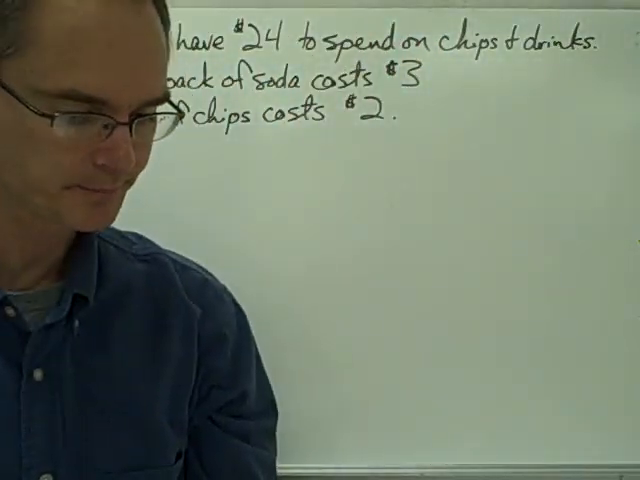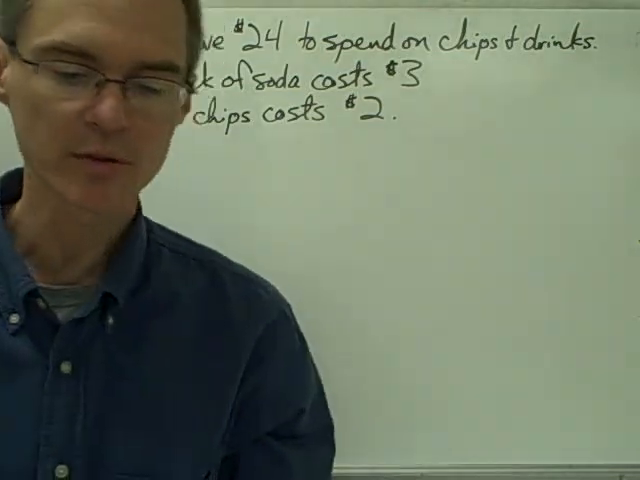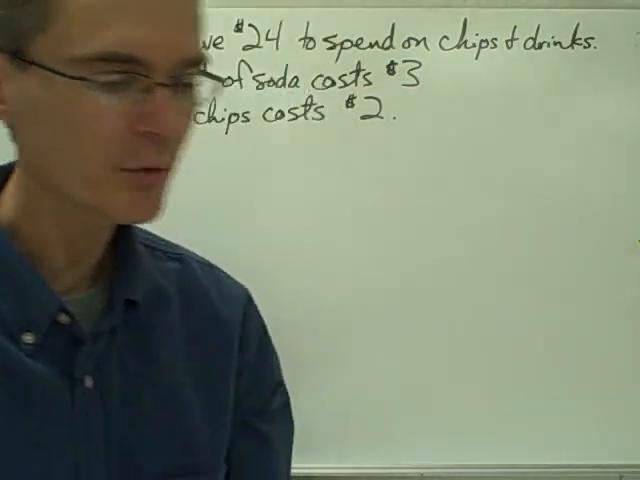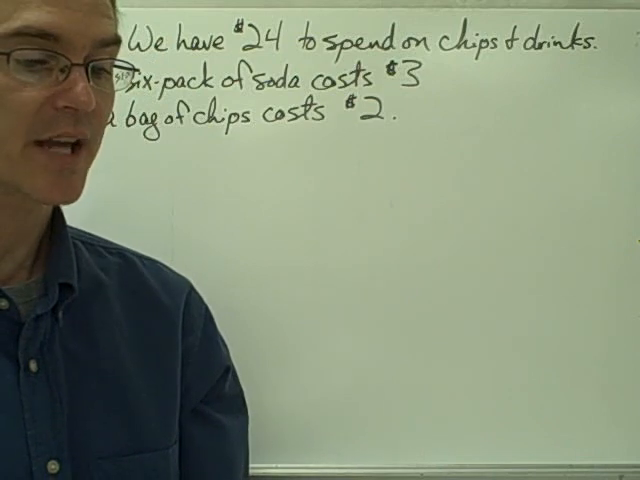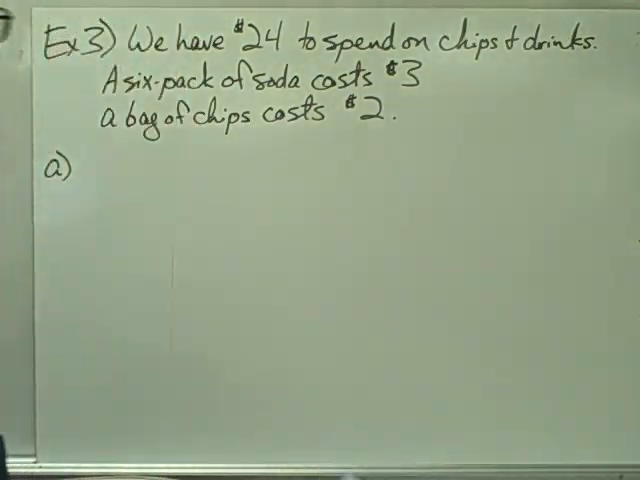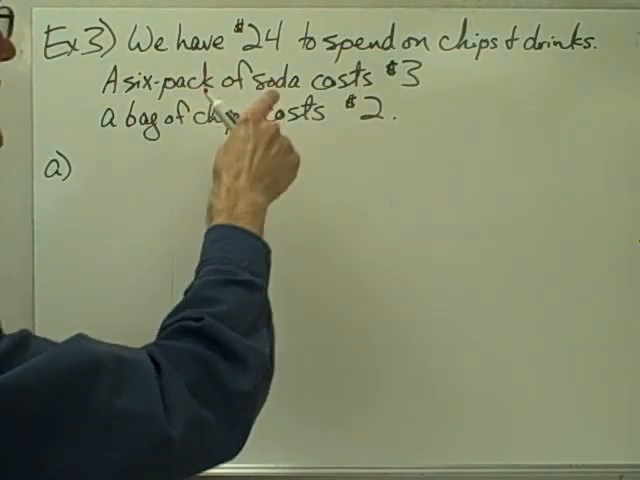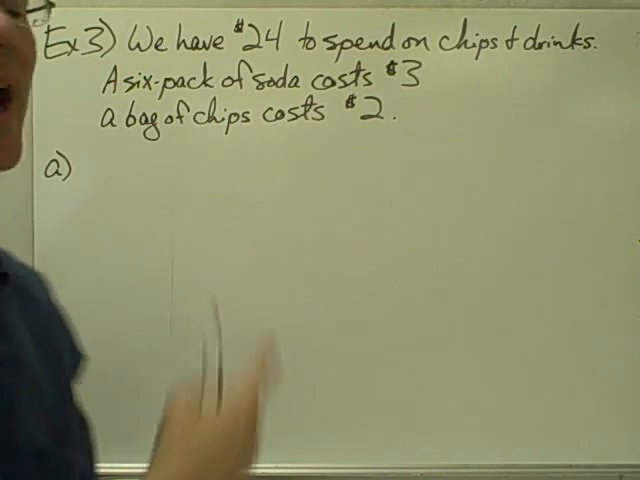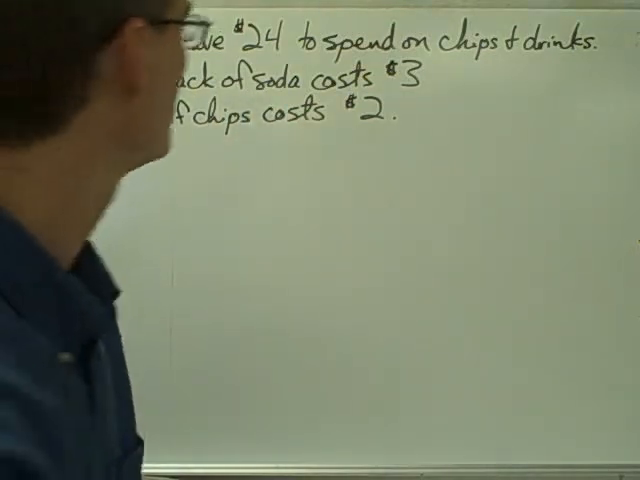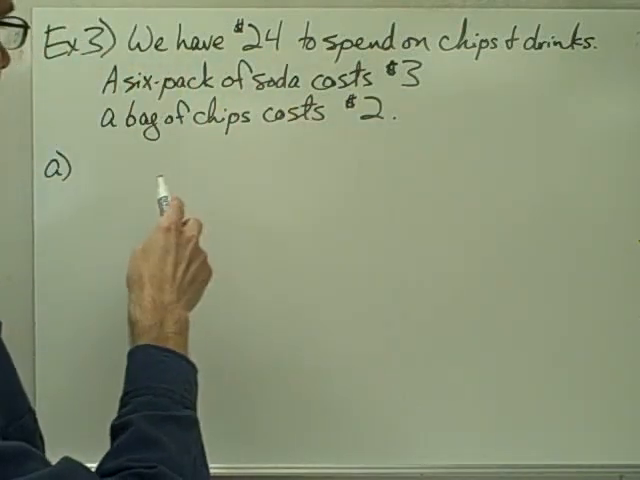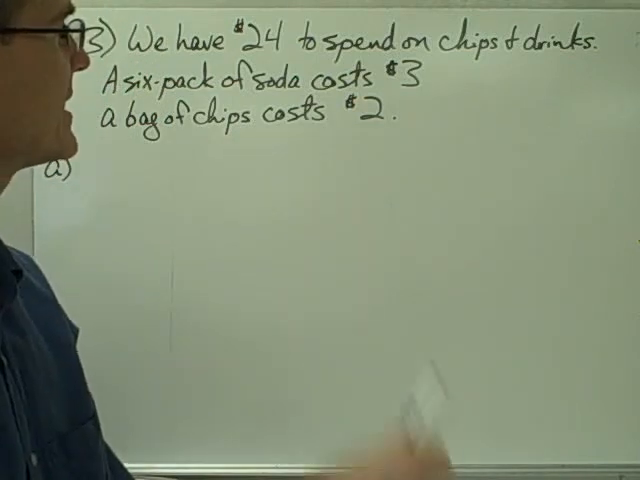Okay, example number 3. This is an example of finding a formula from a verbal description. So we have $24 to spend on chips and drinks for a party. A 6-pack of soda costs $3 and a bag of chips costs $2. And I want to come up with an equation, a formula that relates the costs of these two items so I can figure out how much I have to spend on chips and soda for my party. With these verbal descriptions, a lot of times there's not a single way to go about coming up with the equation, but we can at least get started on this one.